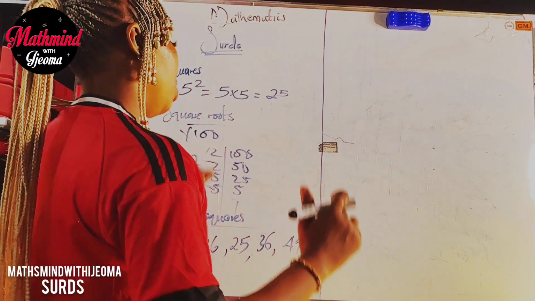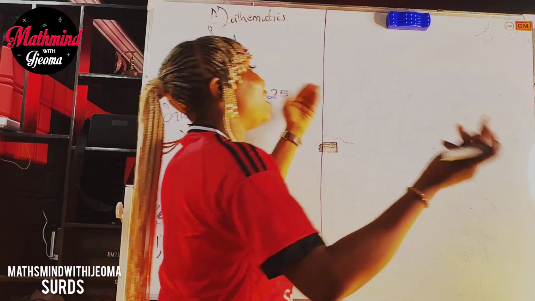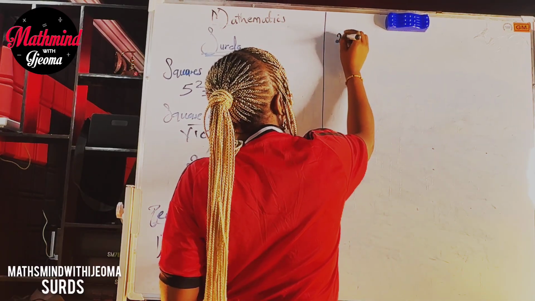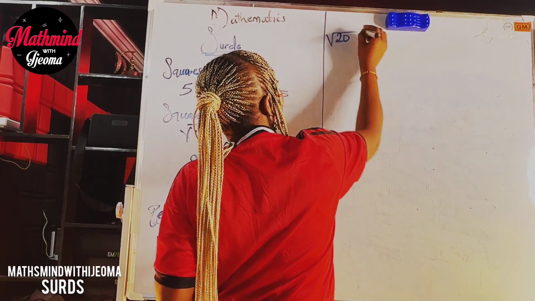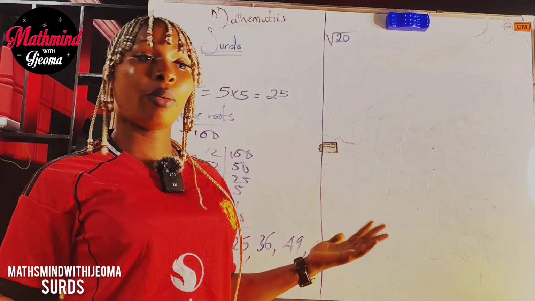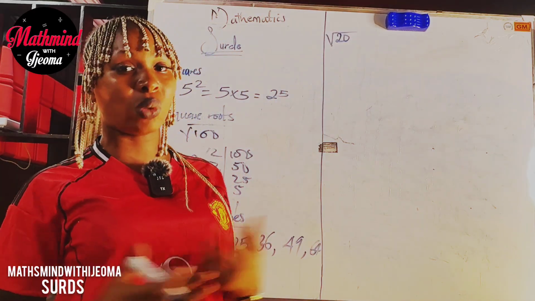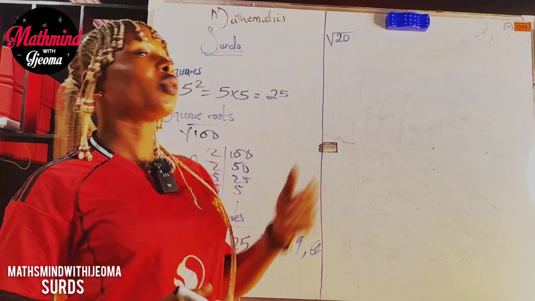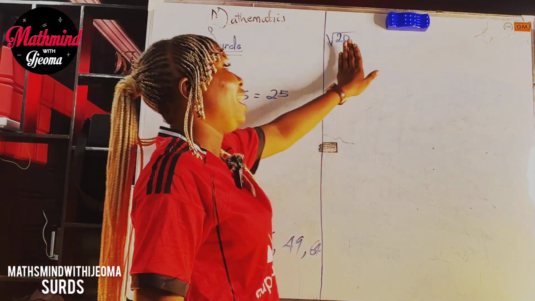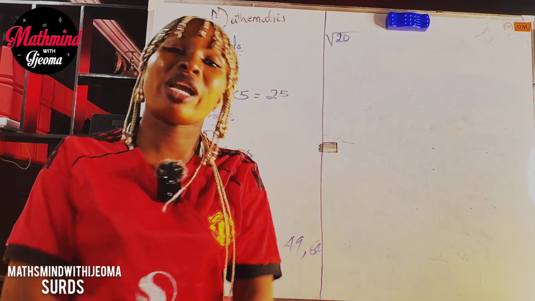Now, coming to numbers like 20. If you want to get the square root of 20, there is no exact number that you multiply by itself to get 20. So that brings us to surds. In this case, there is a way to simplify.